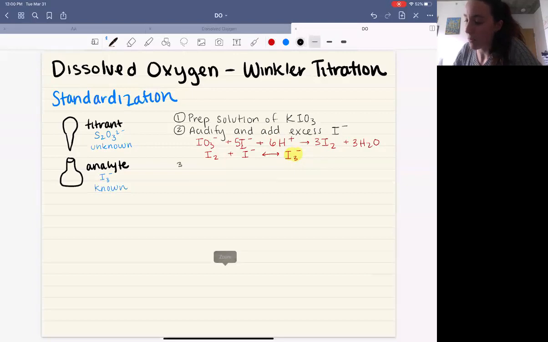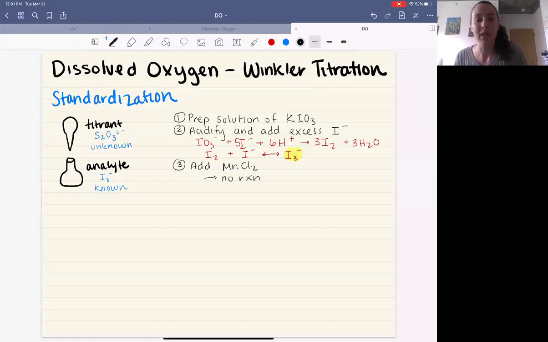Okay, next step, number 3, we're going to add manganese chloride. Now, you'll notice right now we're just doing the standardization, which means we don't need to fix any oxygen yet. We're generating our analyte, the I3-, by using the standard solution, so we don't need to trap any oxygen yet. The manganese chloride, when we do our real Winkler titration, is going to be used to fix oxygen. Right now, we're not fixing any oxygen, so when you add this, no reaction is going to happen.